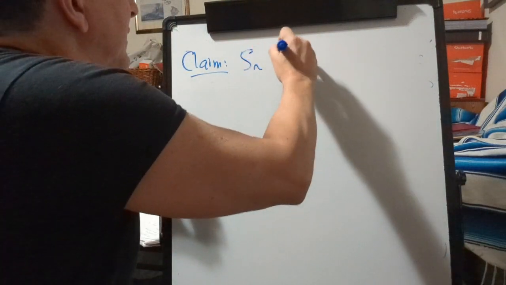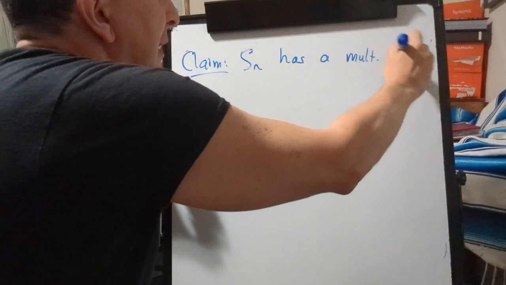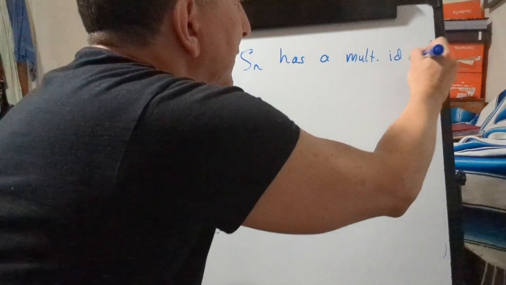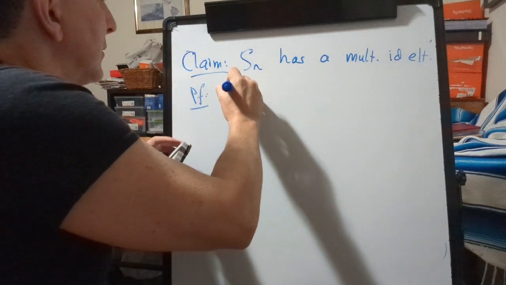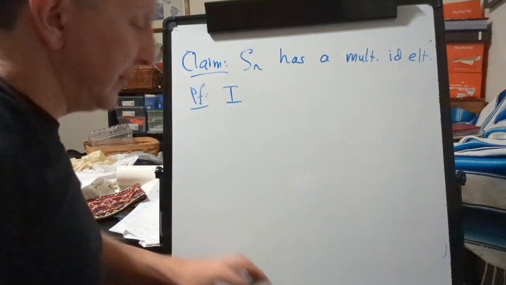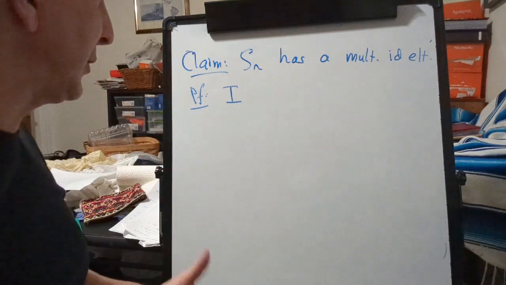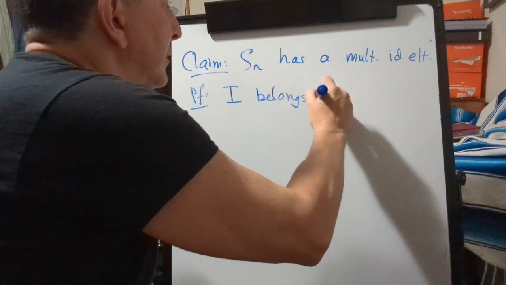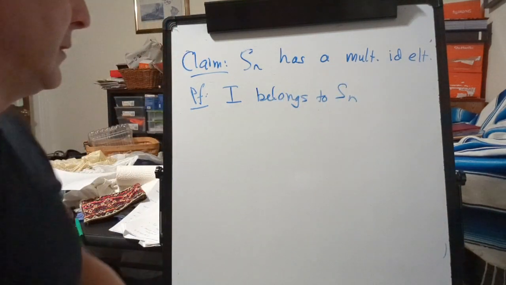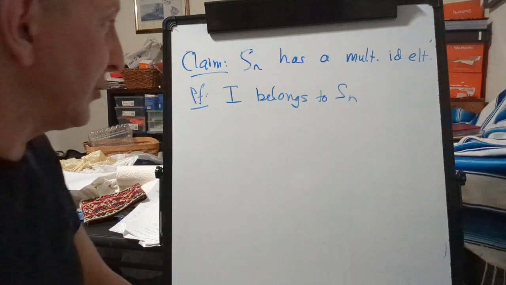So we claim that Sn has a multiplicative identity element. And that's easy to prove because the identity matrix is a multiplicative identity for matrix multiplication. And it belongs to Sn. It has exactly one 1 per row and exactly one 1 per column, and zeros everywhere else.